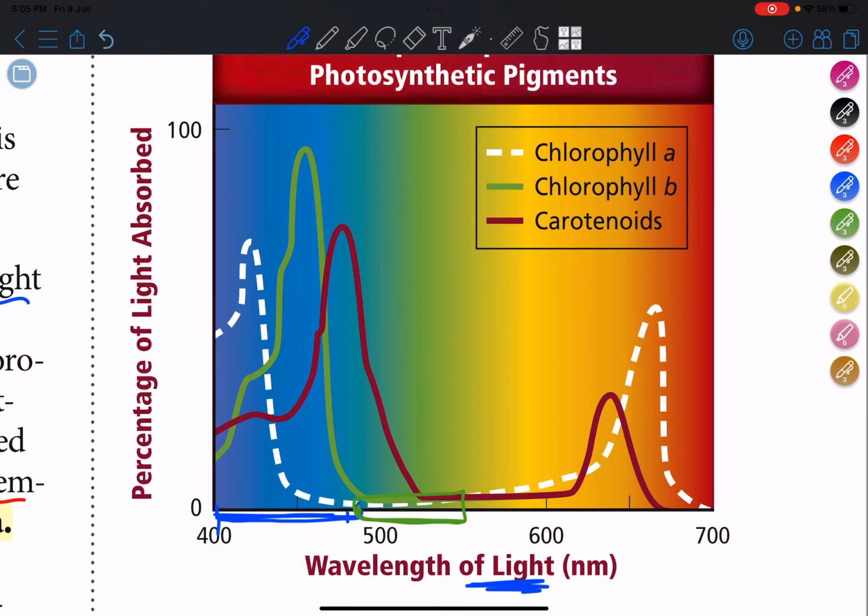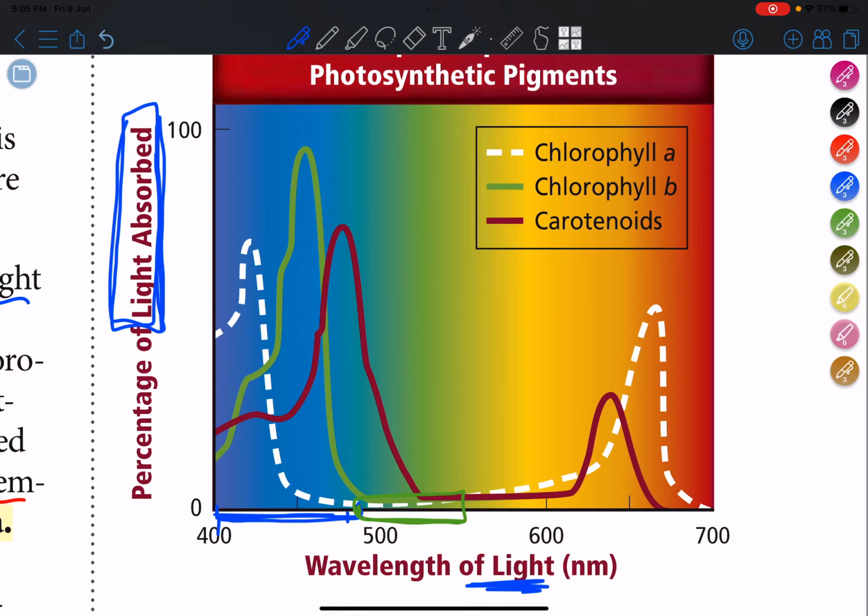Okay, what do we have? And you have to be very careful on what it says here. Very careful. This is the percentage of light absorbed. Percentage of light absorbed. How much of the light was absorbed. Okay? This is what the y-axis means. Okay? So this means how much light I absorbed.